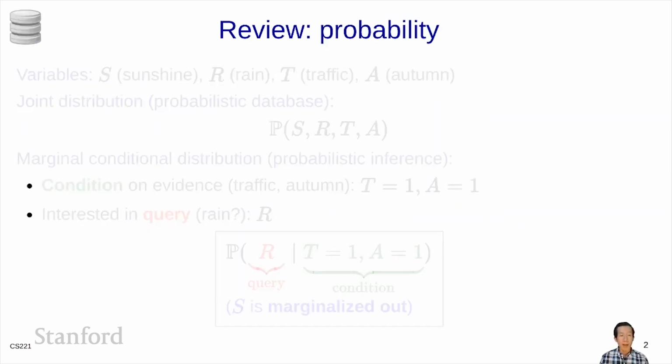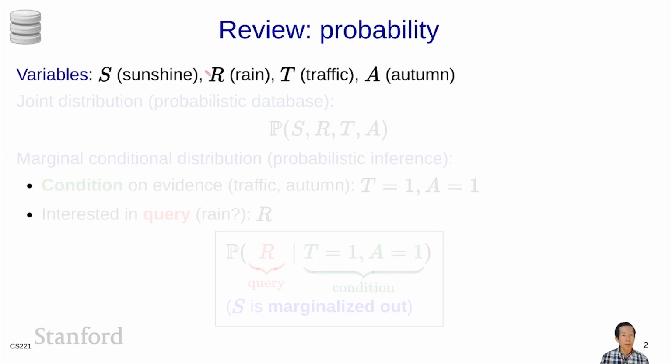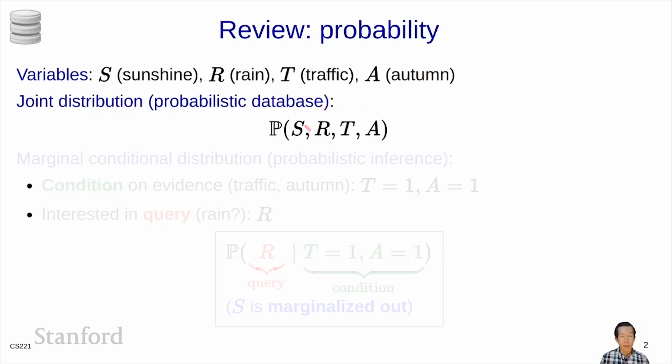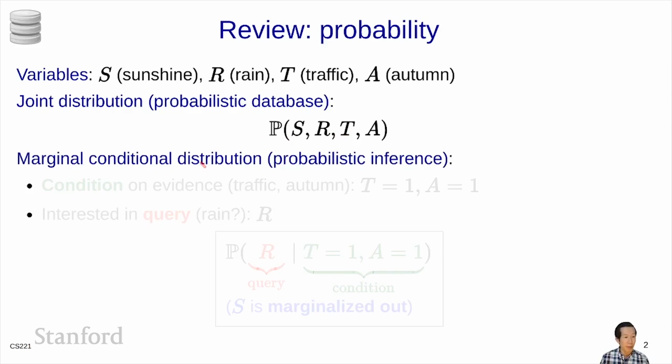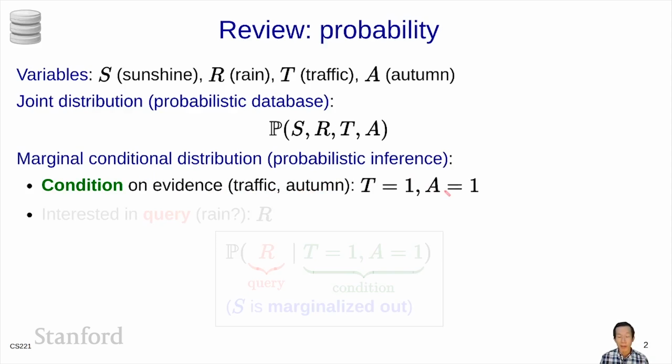So let's expand our example a little bit. Suppose we have variables now: sunshine, rain, traffic, and autumn. So we have a joint distribution over all 4 variables, and marginalizing and conditioning are not mutually exclusive. We can actually define questions that involve both. So here is an example. Suppose I know that there's traffic and that we're in the autumn quarter. And now we're interested in a particular query variable, in this case R.